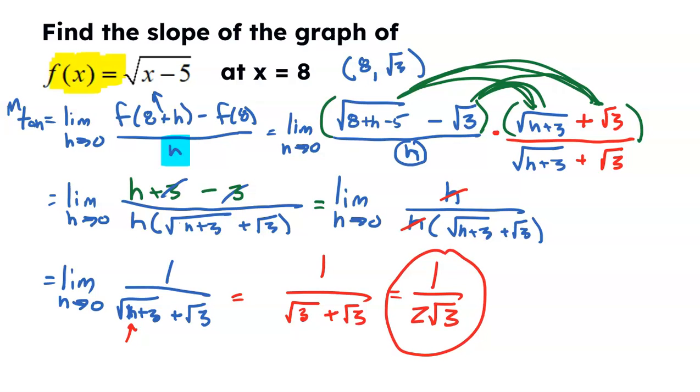What is the slope of this function at 8? There it is. That's the slope of the tangent line at that point. Okay, pretty cool, pretty simple, not too bad.